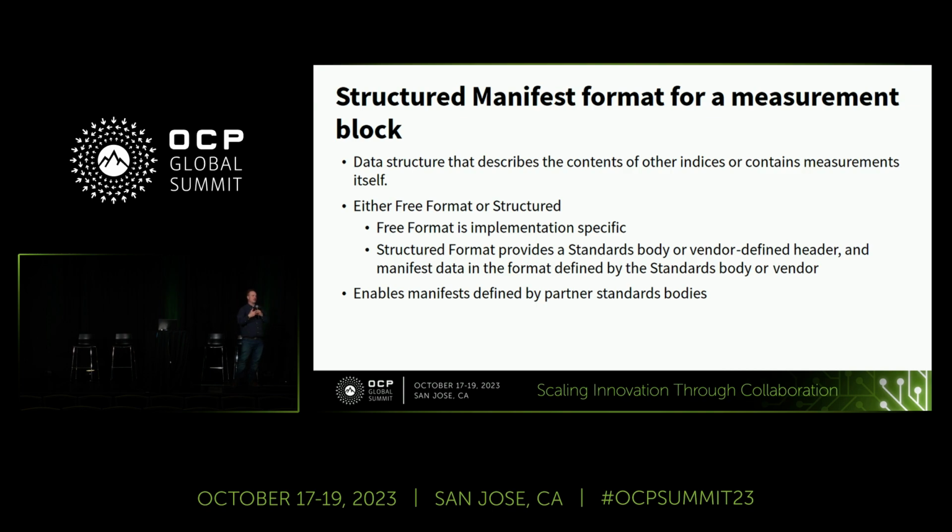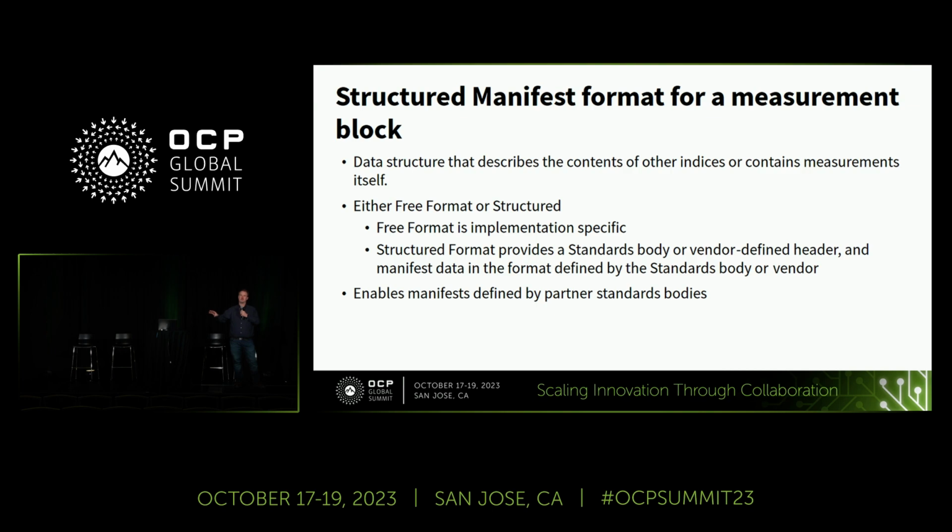The problem is you have no idea what the structure of the data that you got back is, right? You got a blob of data. You have no idea how to process it. So you end up needing special knowledge that basically comes from vendor documents that tell you, here's how to process my measurement manifest. Well, 1.3 added what we're calling a structured manifest.